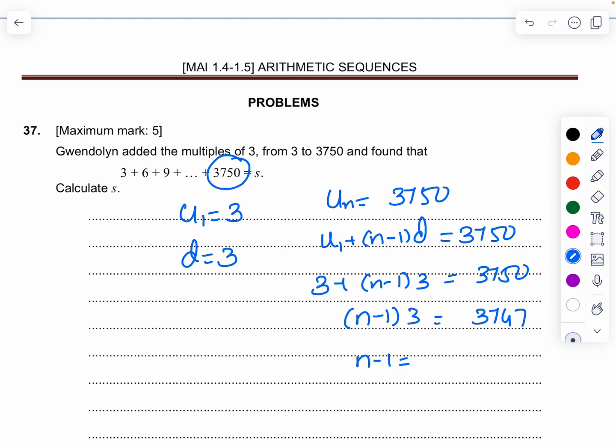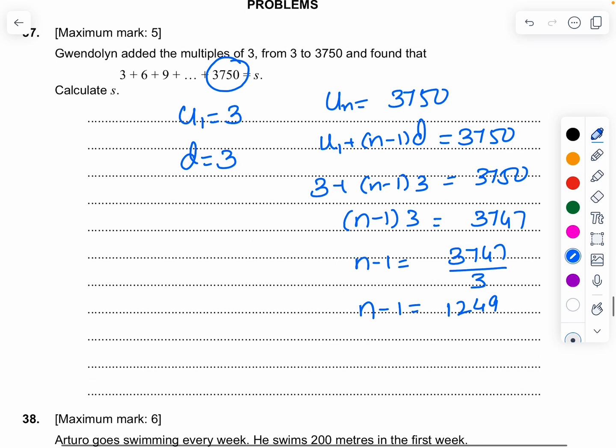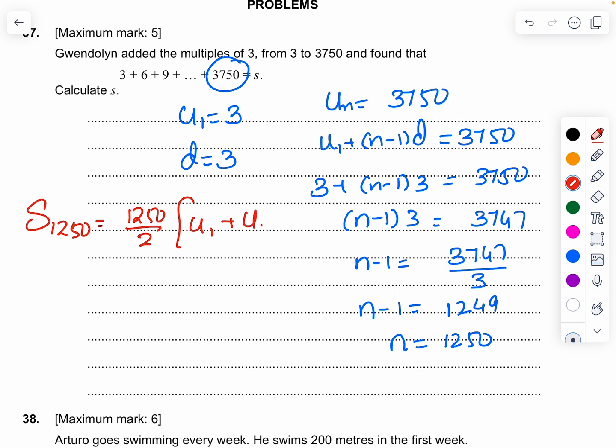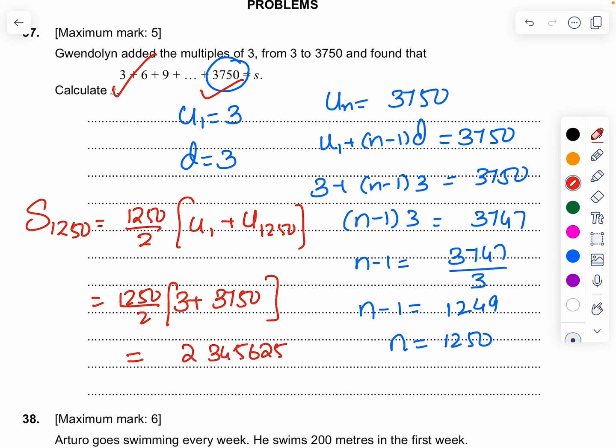So n minus 1 equals 3747 divided by 3, which is 1249. n minus 1 equals 1249. So n equals 1250. So he added 1250 terms. So S1250, then u1 plus u1250. So 1250 by 2, u1 is 3 plus the 1250th term is 3750. Then simplify that. You should be getting 2,345,625.